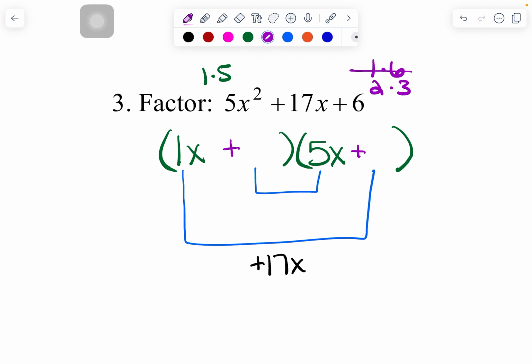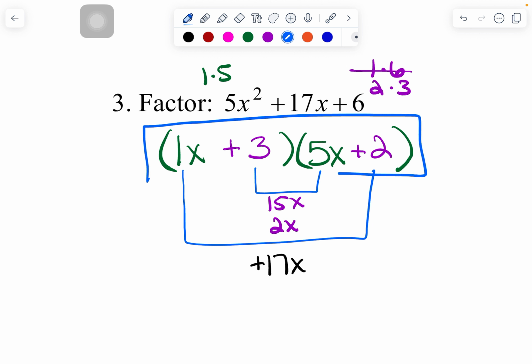So instead, let's take a look at 2 and 3. Let's say I put 3 here and 2 here. Again, I'm guessing, and I'm going to check, of course. So inside here, 3 times 5x makes 15x. And then 1x times 2 is 2x. That's 17x. So what that means for me is that I have now checked my answer, and I now know that those are the correct factors.